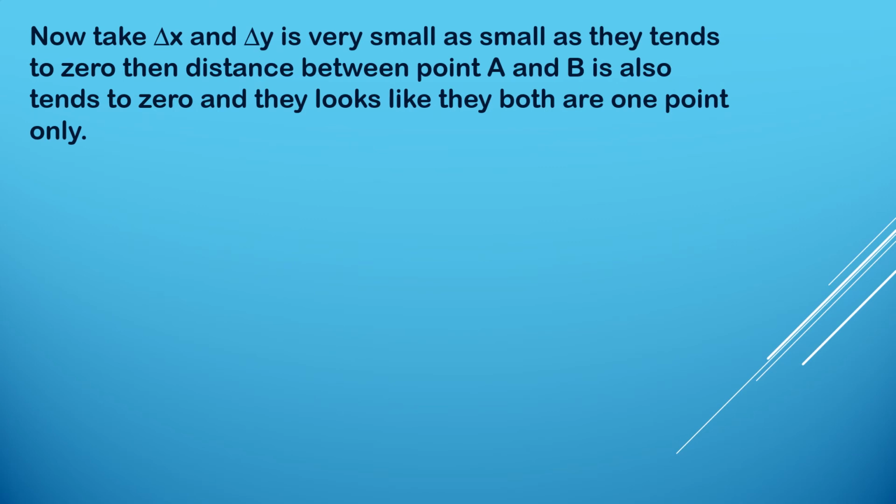Now take delta x and delta y is very small as they tend to 0, then the distance between point A and B also tends to 0, and they look like they both are 1 point, or they both are merged to each other.